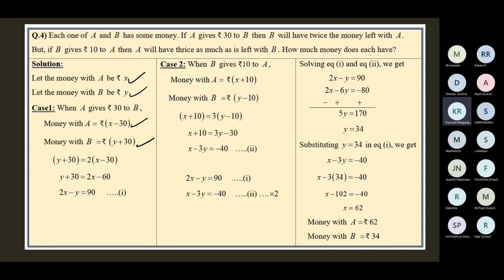See, it's given here. B will have, that means B meaning this one, B is Y plus 30. Will have means equal to twice the money left with A, 2 times. So 2 into whatever is left with A, X minus 30. Then open up the brackets, bring X and Y on one side and the number on the other side. Get the equation.